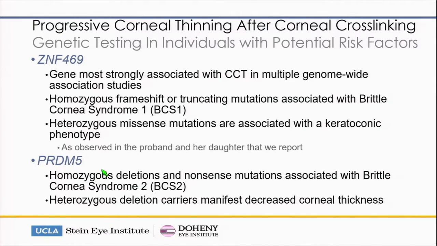PRDM5 also has been associated with brittle corneal syndrome, in this case homozygous deletions and nonsense mutations associated with brittle corneal syndrome type 2, but patients who are carriers of heterozygous deletions often manifest decreased corneal thickness.